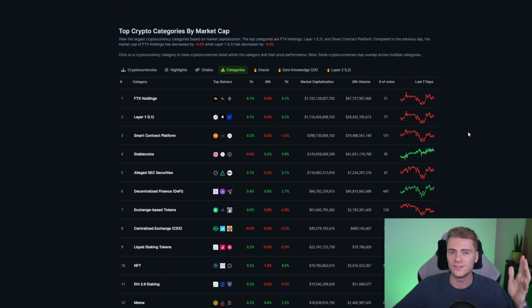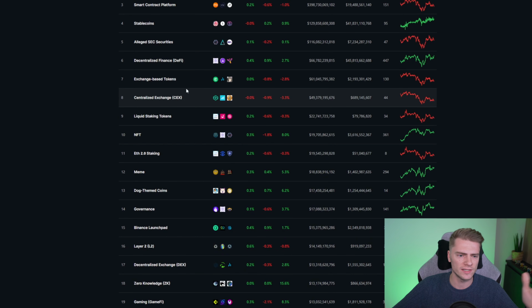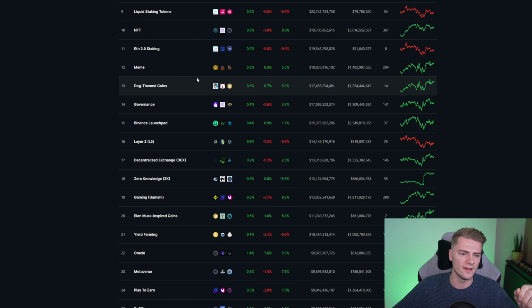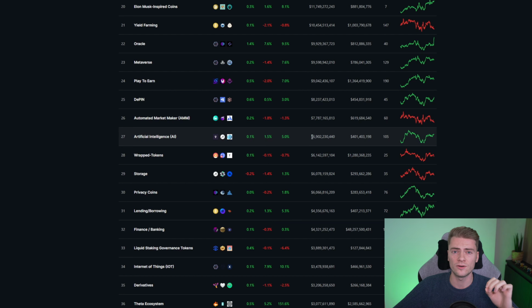To find the AI category here on CoinGecko, we need to scroll all the way down. And as you can see, you see the layer ones here. You see centralized exchanges. You see DeFi. You see, of course, dog themed coins as well. But if we go and have a look at AI, it's here only number 27. So artificial intelligence. And the total market cap of all AI projects that are currently listed on CoinGecko is not even $7 billion. So still very, very small.